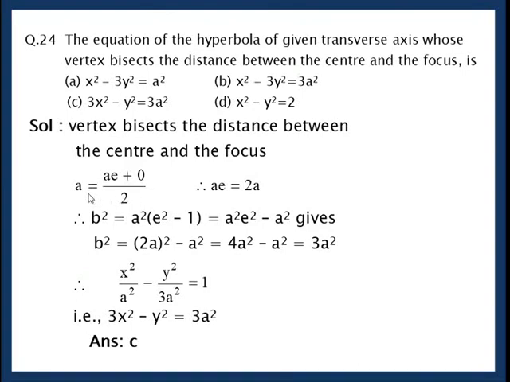So use the midpoint formula. So a equal to ae plus 0 upon 2, right? Because vertex is a, 0, focus is ae, 0, and center is nothing but 0, 0. So that gives me ae equal to 2a. Now for a hyperbola, what is b square? a square into e square minus 1. Open the bracket, replace ae by 2a. So that gives me b square equal to 3a square. So the equation is x square upon a square minus y square upon 3a square equal to 1. Rearrange the terms. So the correct option is C, Calcutta.